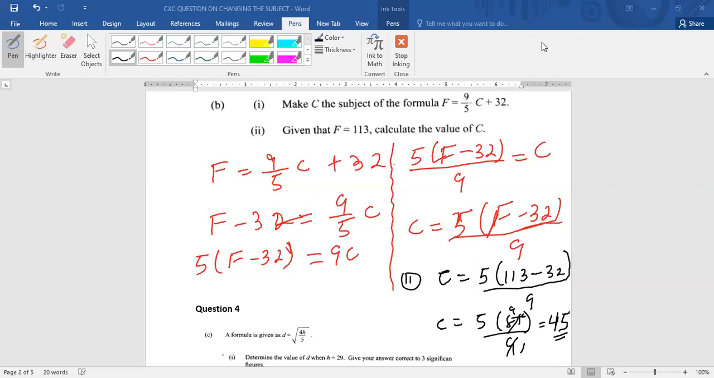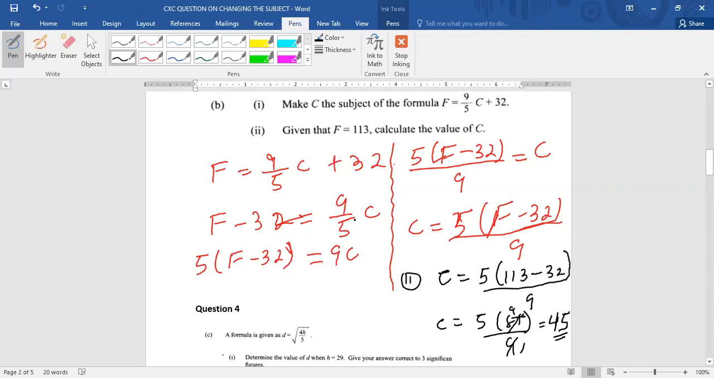Now, remember, they want me to make the C the subject. They want the C to stand by itself. For me to achieve that, what I have to do first of all is to write the formula F is equal to 9 over 5C plus 32. Now, I get rid of the 32 first, right? This is positive. I carry it over the other side, it becomes negative. So I get F minus 32 is equal to 9 over 5C, right?